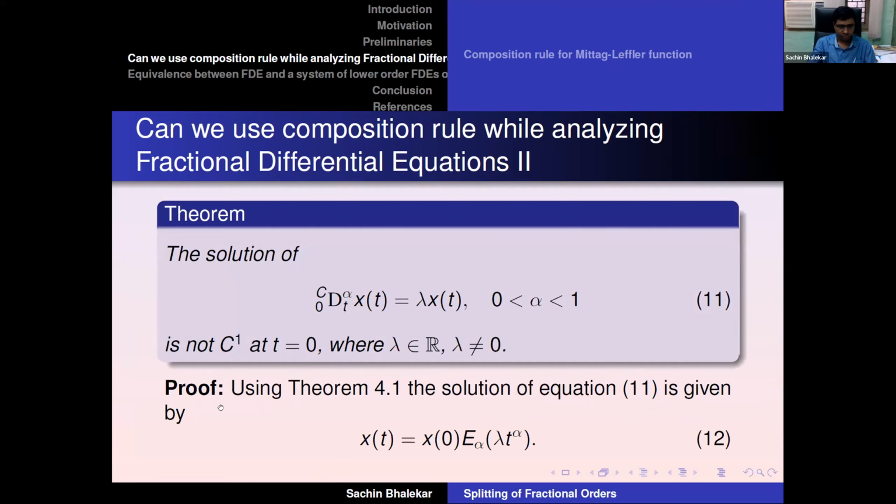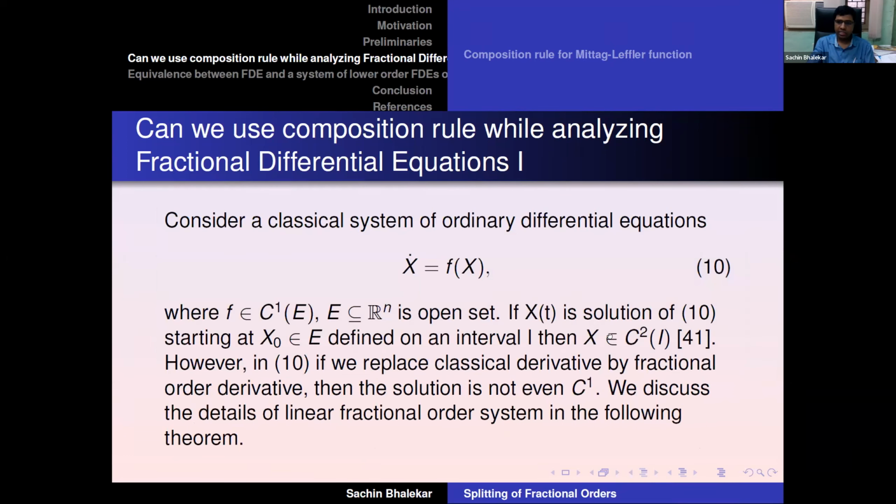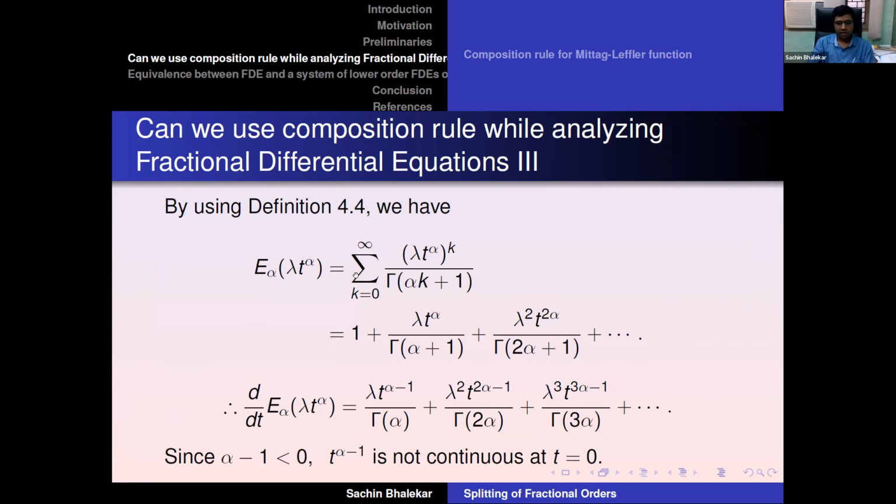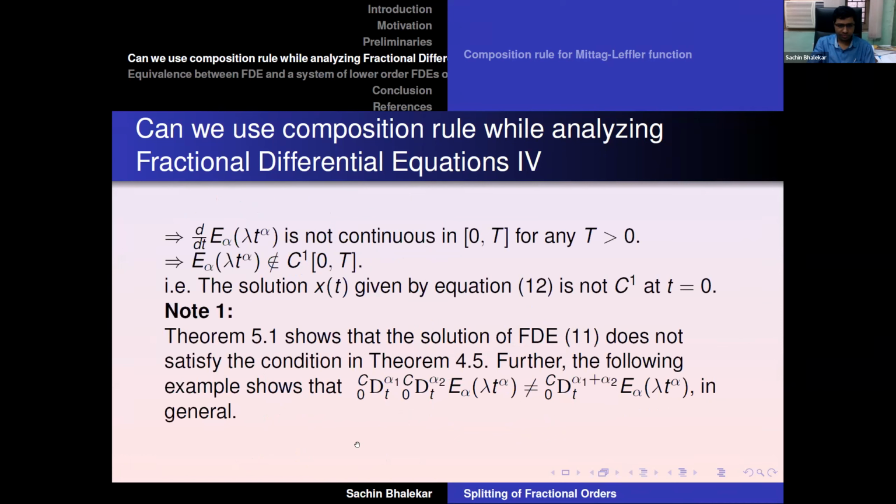Now the solution of this equation, D^alpha x of t equal to lambda x of t, is not continuously differentiable at t equal to 0. If we consider integer order derivative, then this solution is a C2 function. But for fractional order, it is not even C1 at the point t equal to 0. The solution is given in terms of the Mittag-Leffler function E_alpha of lambda t raised to alpha. If we expand this series, we can see that the derivative of this function will not be continuous at t equal to 0 because of this term t raised to alpha minus 1. Alpha is between 0 and 1, so this will be in the denominator. So this shows that the solution of the fractional differential equation does not satisfy the condition in theorem 4.5.